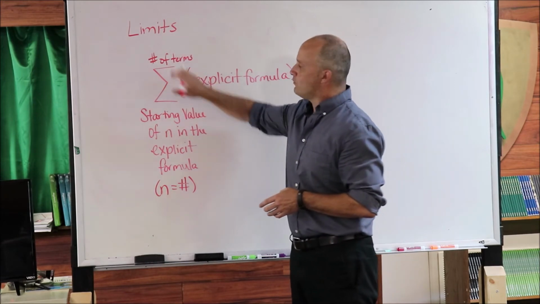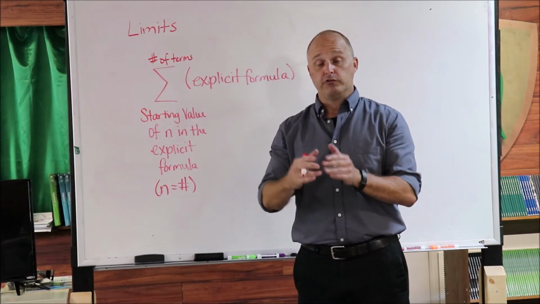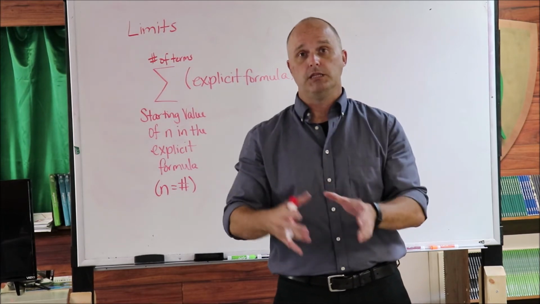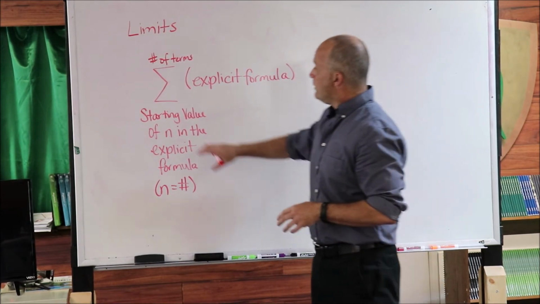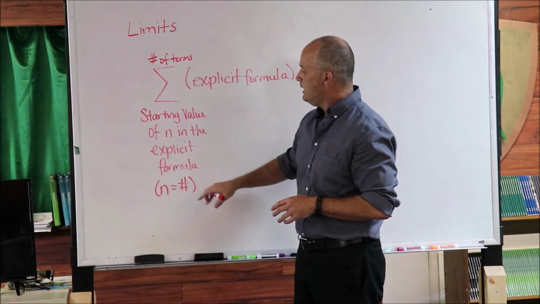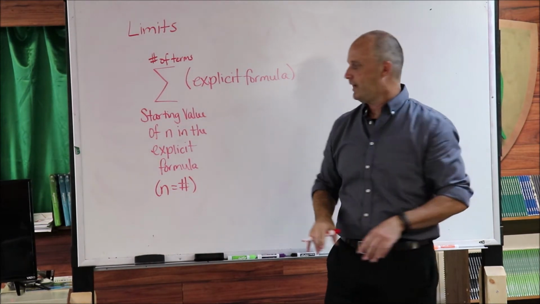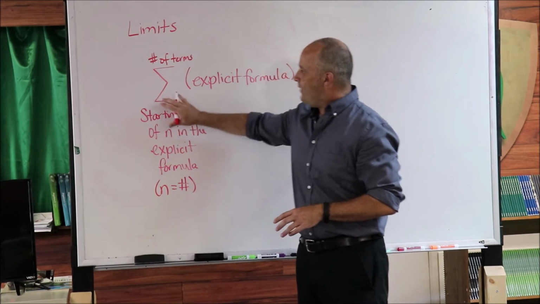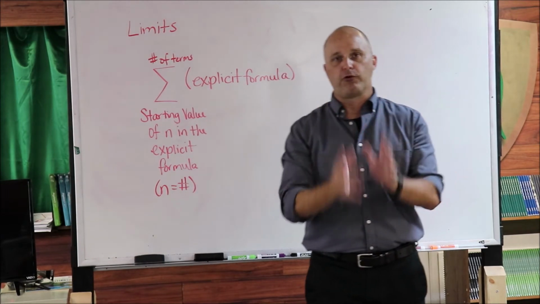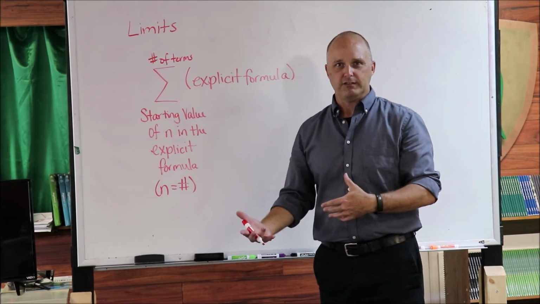The first piece is going to be a number that goes above the sigma. And that number is going to be the number of total terms in the sequence or in that series. There's also going to be something that goes below the sigma, and that's going to be the starting value of n in the explicit formula that you're going to put to the right of the sigma. We'll get to that in just a second. To write that value, you're actually going to write n equals a number, and that's going to be the first number in that series. So this will make a little bit more sense when we do the example problem.